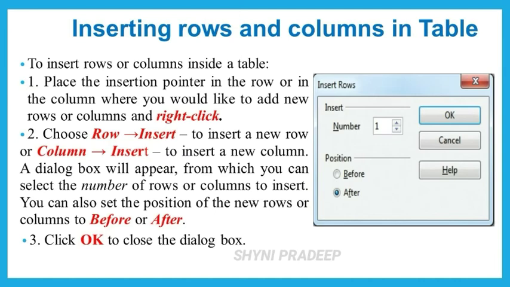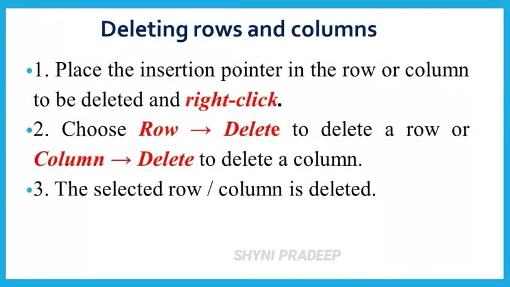Next topic is deleting rows and columns. If you want to delete any rows or columns from the table, first you have to place the insertion pointer in the row or column that is to be deleted and right click using the mouse. Select the row delete option to delete a row or select the column delete option to delete a column. The selected row or column will be deleted.